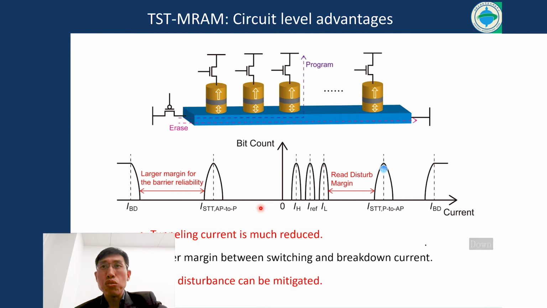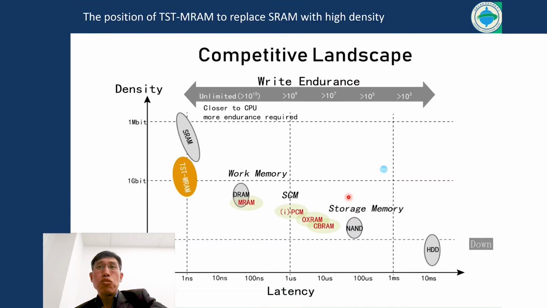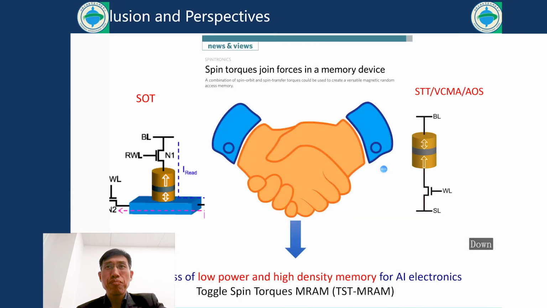There are a number of circuit-level advantages. We can enlarge the read disturb margin, and this becomes much easier for the circuit design. So finally, we can get this conclusion. The toggle spin torque MRAM can get 1 nanosecond switching speed and 1 gigabit devices. So finally, we propose a memory, MRAM, possible to replace SRAM for AI electronics.